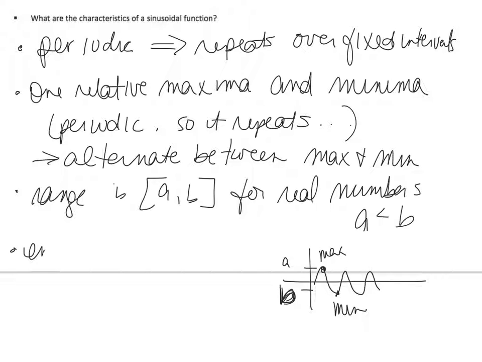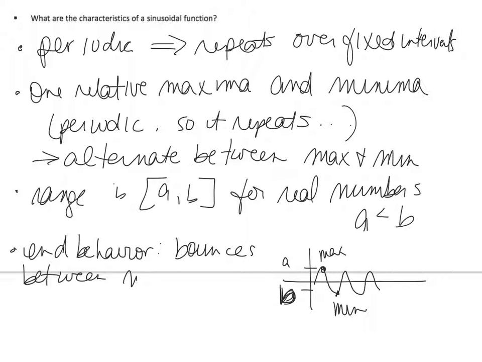And then end behavior. There really isn't a solid end behavior because it bounces between a max and min as x approaches infinity or x approaches negative infinity. The end behavior is just that it bounces between the maxima and the minima.